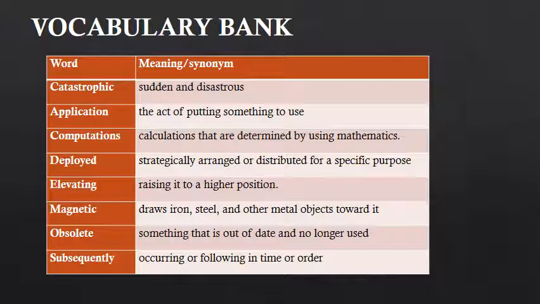Let's just make a quick revision for the vocabulary words with their meanings. Catastrophic means sudden and disastrous. Application, the act of putting something to use. Computations, calculations that are determined by using mathematics. Deployed, strategically arranged or distributed for a specific purpose. Elevating, raising it to a higher position. Magnetic draws iron, steel, and other metal objects toward it. Obsolete, something that is out of date and no longer used. Subsequently, occurring or following in time or order.